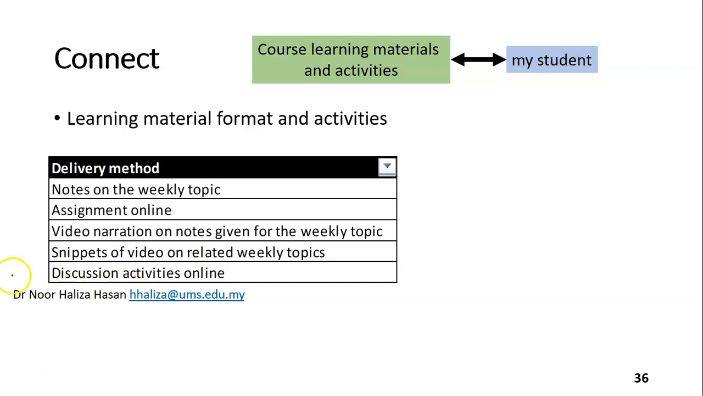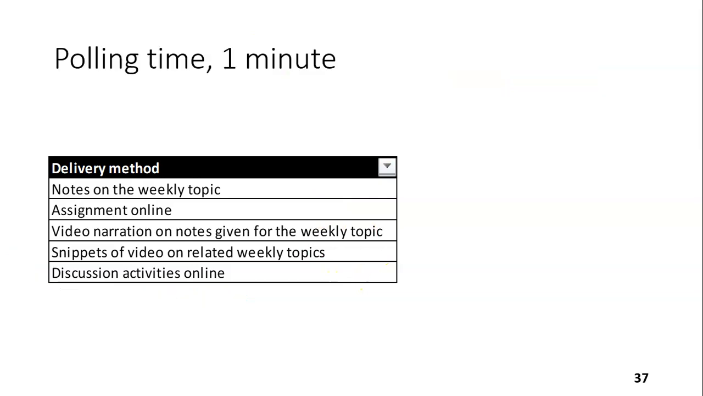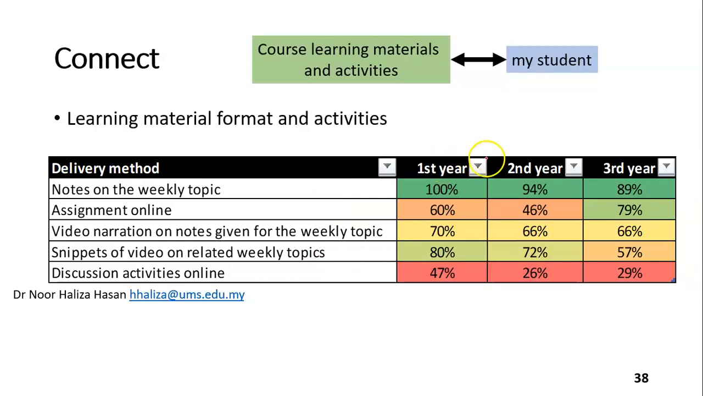So this is a survey that I shared with you just now at the program level. The question is to ask the student to choose any of these 5 instructional materials, okay, learning materials that they think will be useful for them when they study at home. Study at home. So they can choose more than one. So this is a result for 3 cohorts of the student.